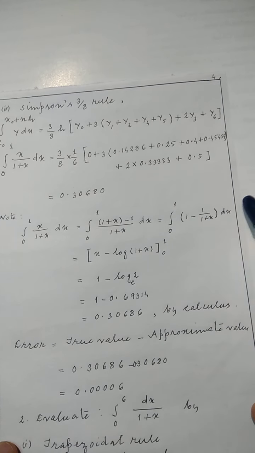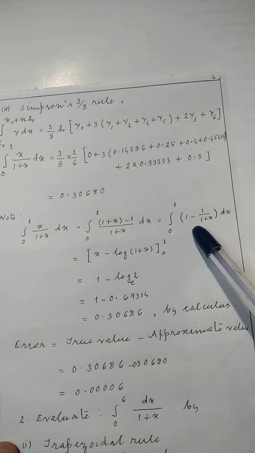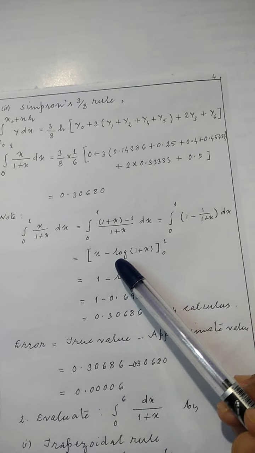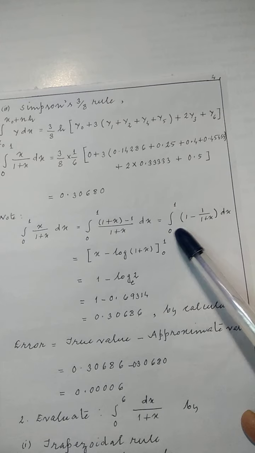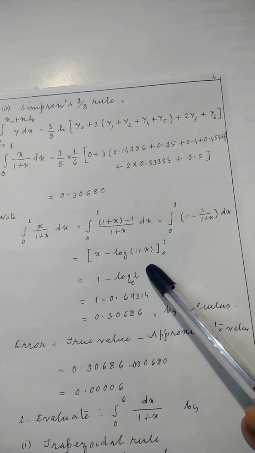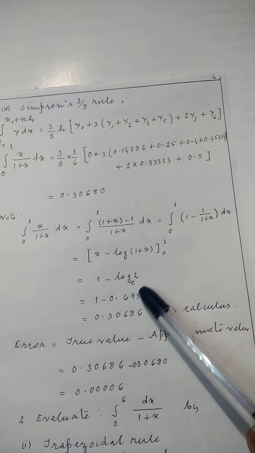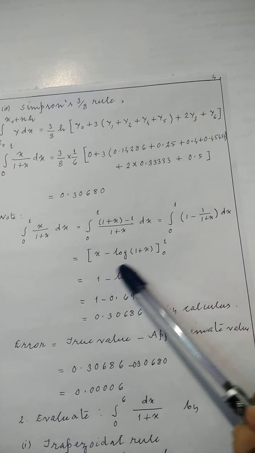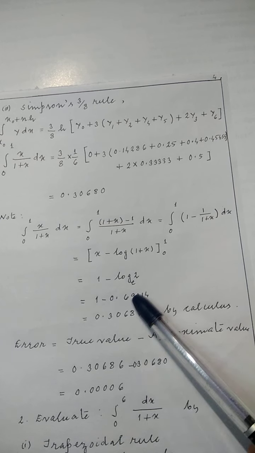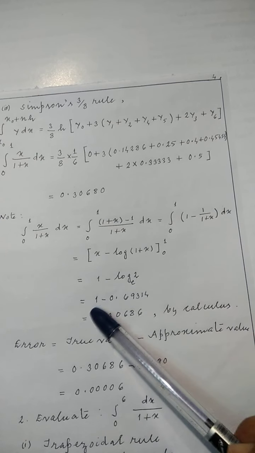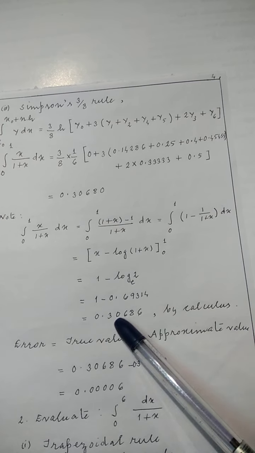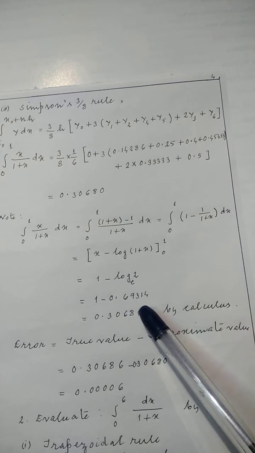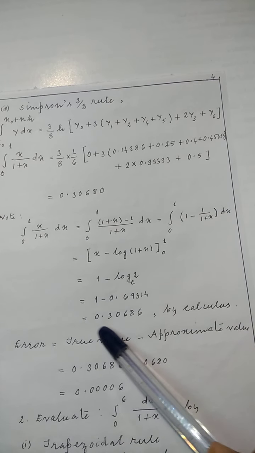So just to see, the integration of dx is x, and the integration of dx by 1 plus x is log of 1 plus x. So take the limits, and you will get 1 minus log of 2. Here you will get the natural logarithm. If you find the value of this with the help of a scientific calculator, you will get 0.69314, and 1 minus this, you will get 0.30686. So this is the true value.